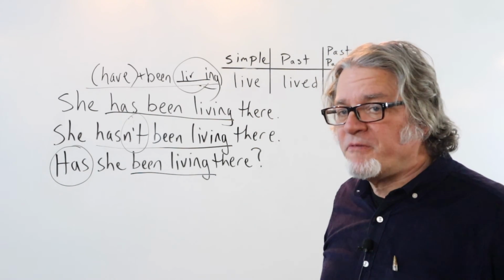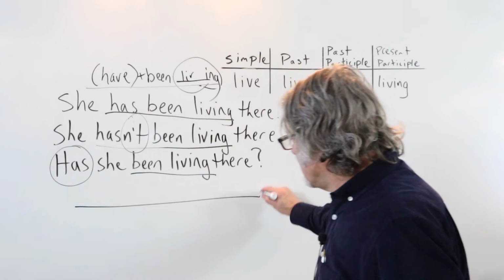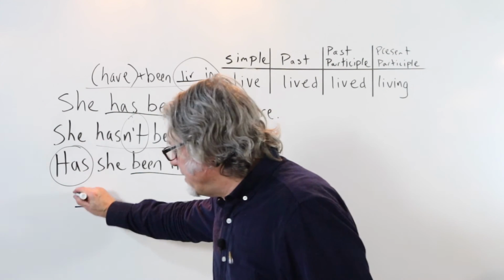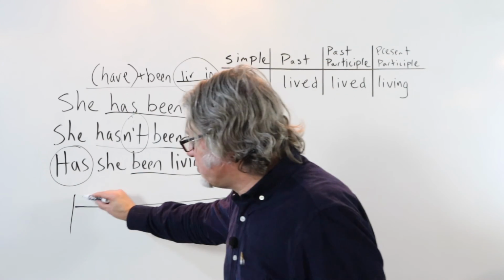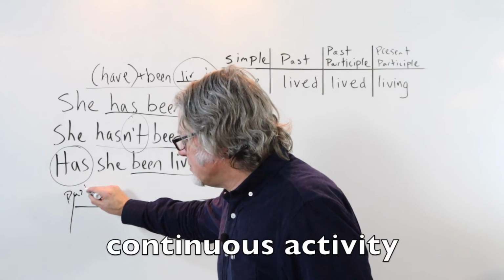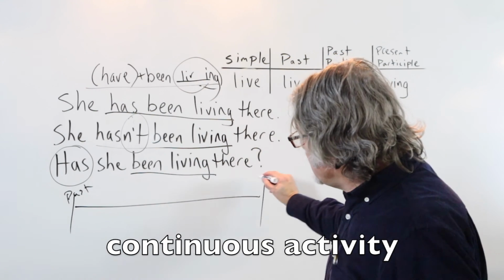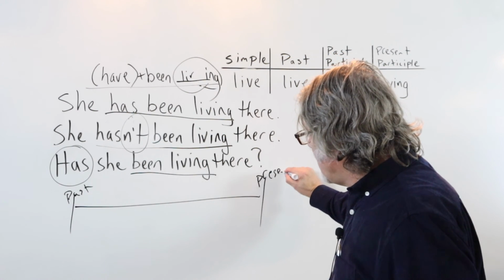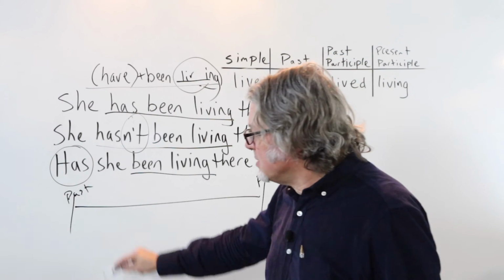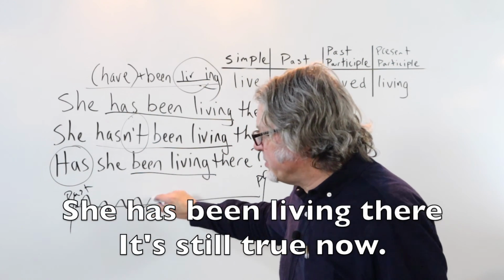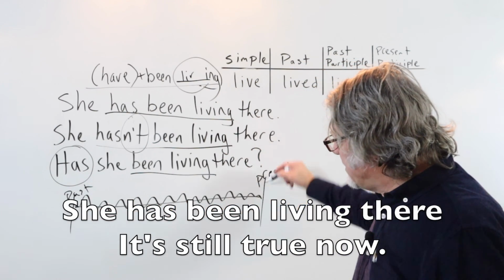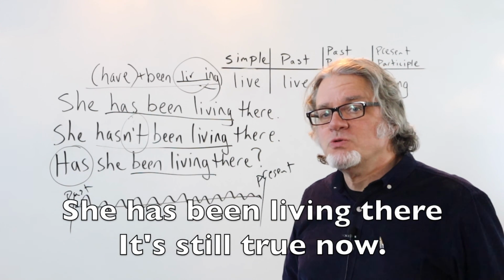Use the present perfect continuous tense for a time that starts in the past and continues up to the present. She has been living there, and it's still true now.